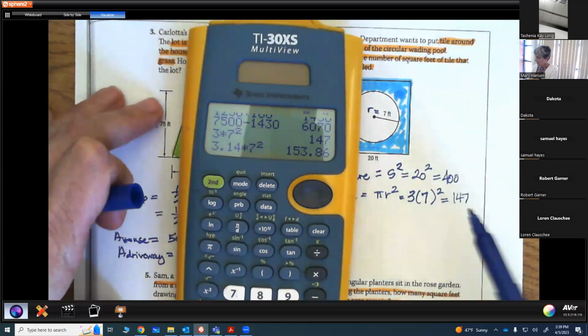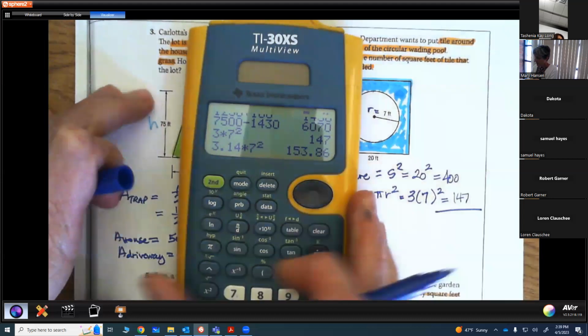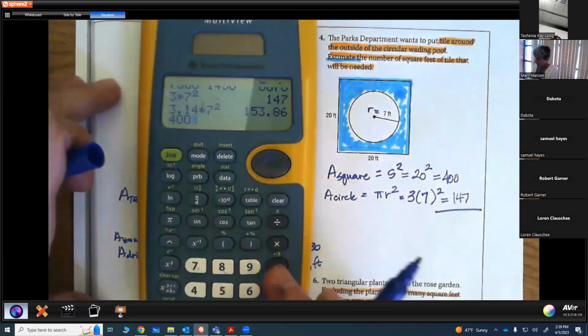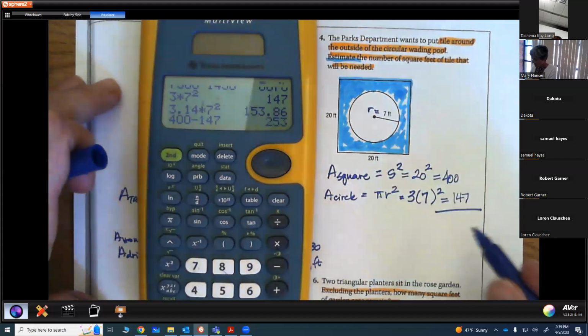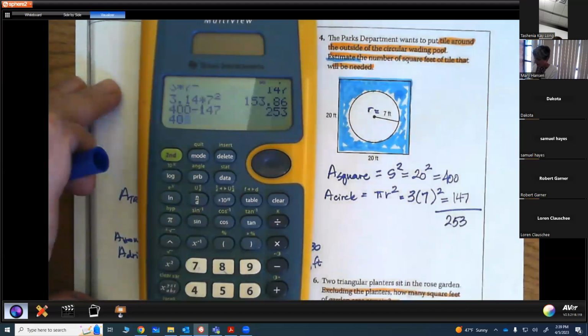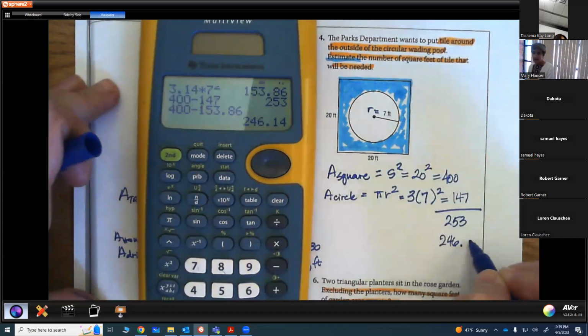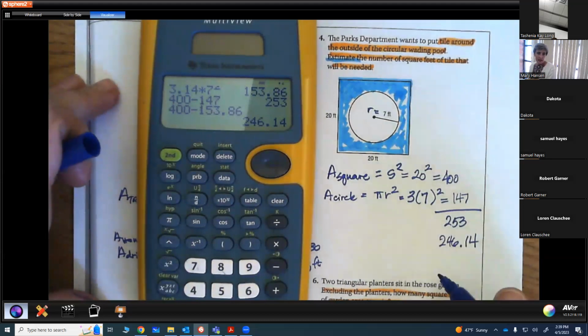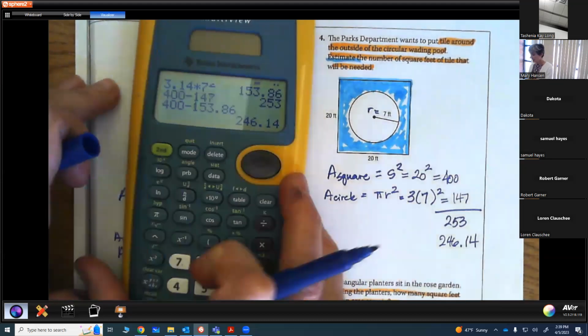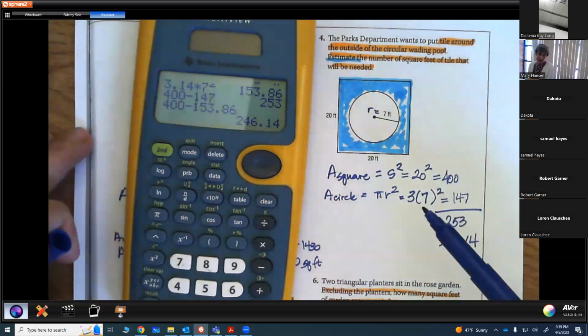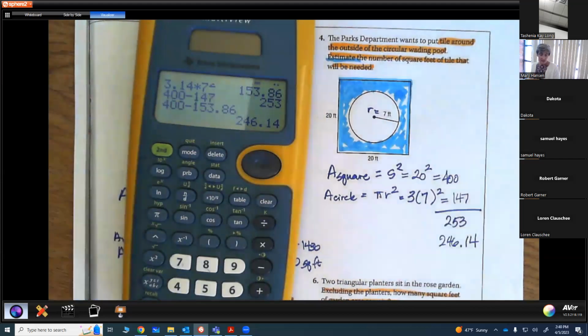So it doesn't matter to me which answer you used to get your final answer. I'm more concerned that you understand the process, and that is we're going to have to subtract these two values. So if you just use 3 for pi, you'd subtract off 147 and you'd get 253. If you went ahead and used the more exact value of 153.86 for your circular pool, then you'd end up with 246.14.